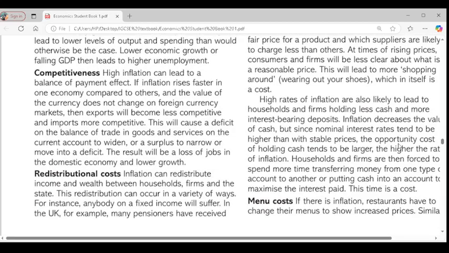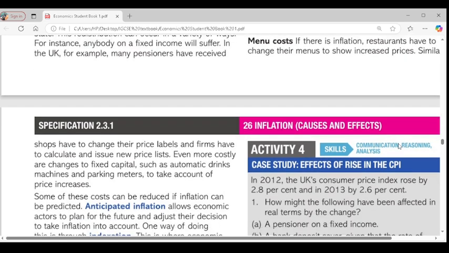Then the next one, menu cost. For menu cost, I wrote: if there's inflation, restaurants have to continuously change their menus to show increased prices. Also, shops have to change their price tags. This increases cost. Because there's inflation, we have to continuously change our price tags. Restaurants will have to change their menus every now and then. This is a cost because they have to use paper, and it's someone's job, which is adding up. It takes time, and whatever takes time takes money. Do you understand menu cost here?